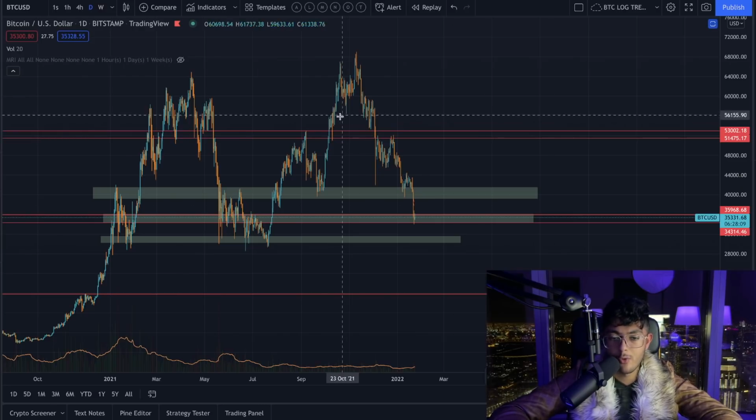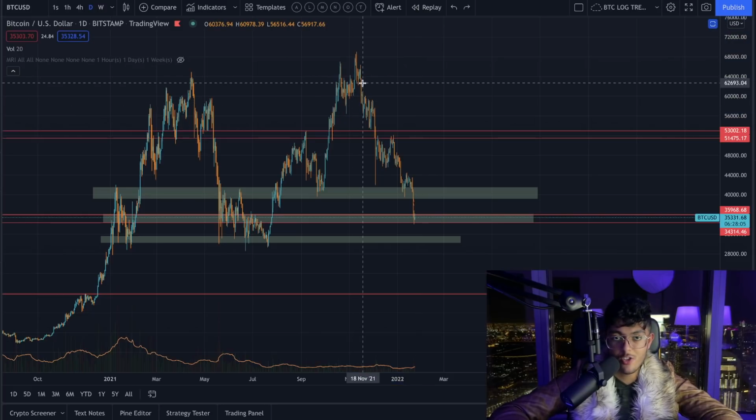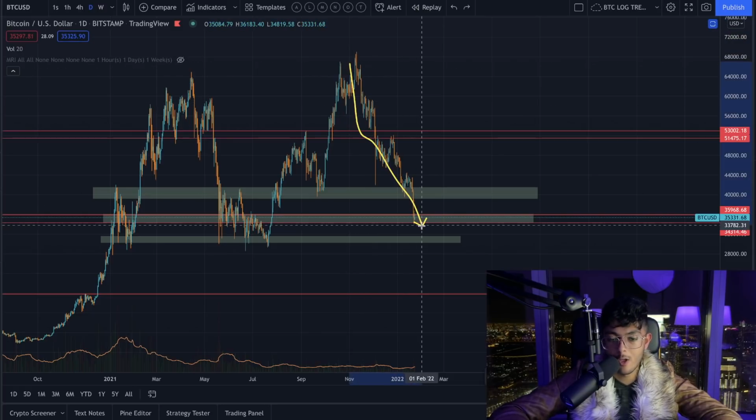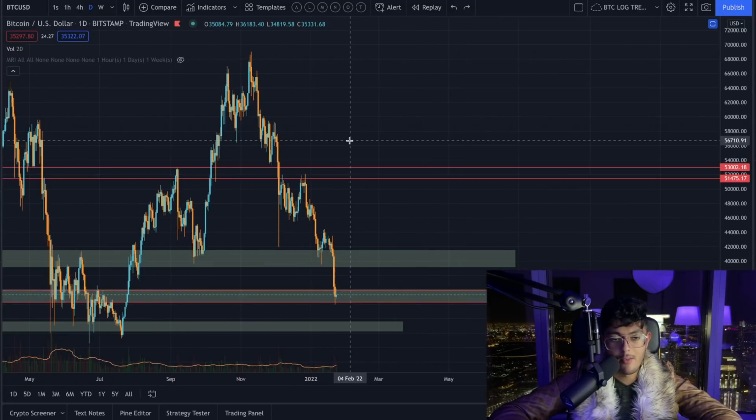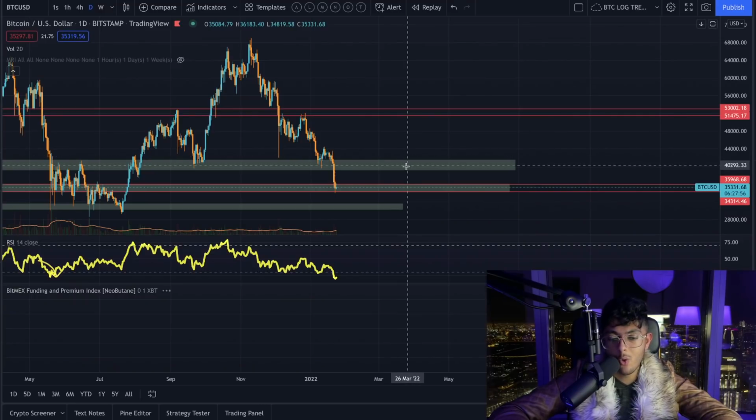I mean, everyone was calling for $100,000 up here. Did we get it? No. And so, that's just how markets work. When so many people believe that we're going to be moving in a certain direction, better believe that we're probably not doing that. Here's the thing, if we look at the funding rates as well, they're still quite bullish.